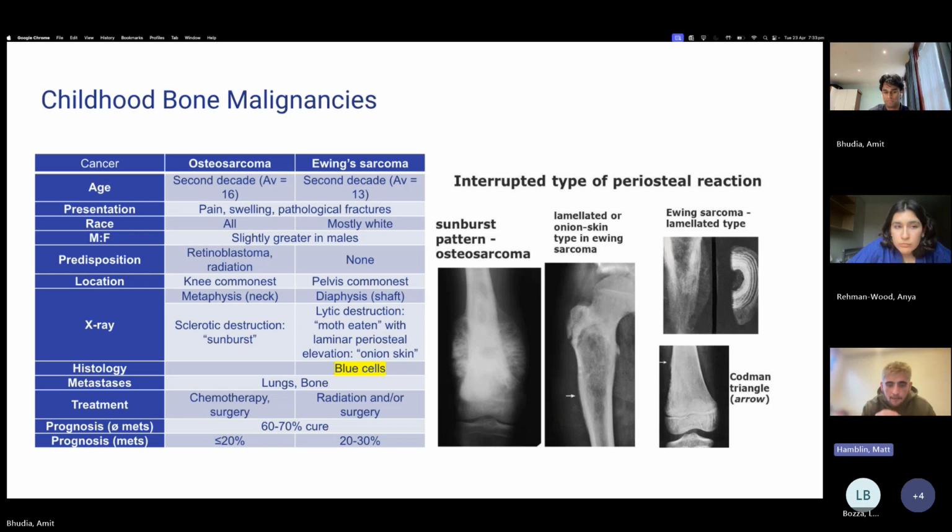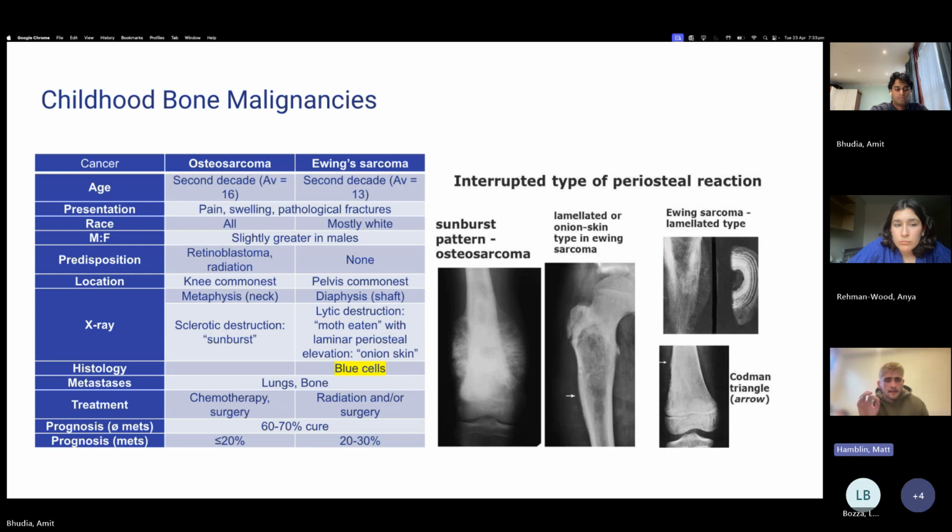You might not be able to see it very well on the bottom right picture, but essentially it's almost like a fraying of the bone. Like if you were to snap a piece of wood, some layers almost shard out, and that's what that Codman's triangle is. It's where it's splitting.